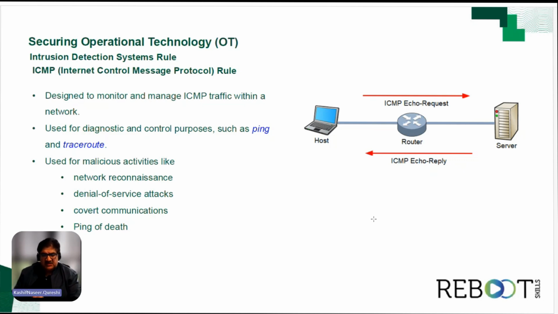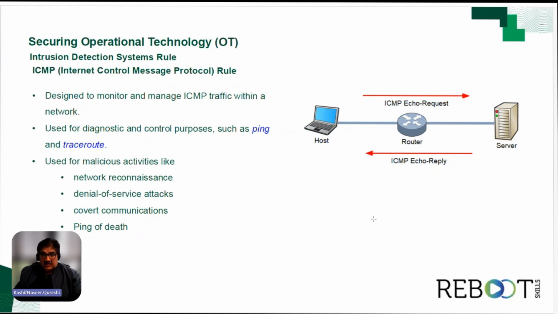Covert communication means the attacker may use ICMP packets to tunnel other protocols and bypass the firewall rules, and they are also evading the detection mechanisms. So ICMP tunneling can be used for communication channels within the compromised network. So that's why this protocol is very important, and that's why we are making the first rule for ICMP. This is easy for you to understand how these rules are working basically.